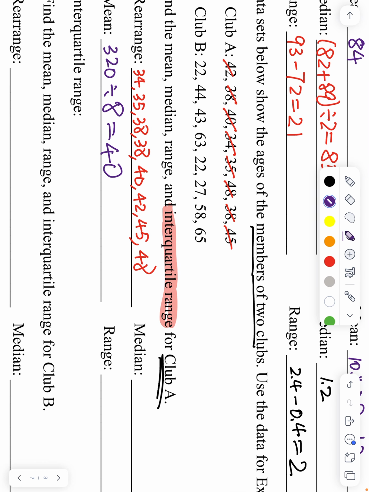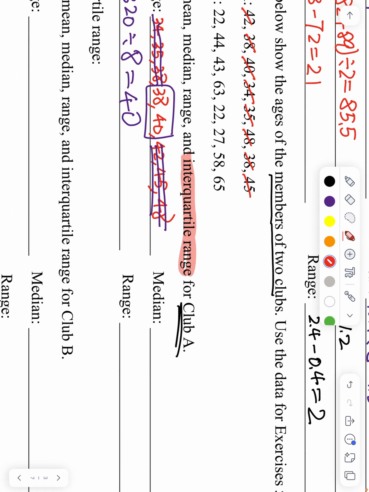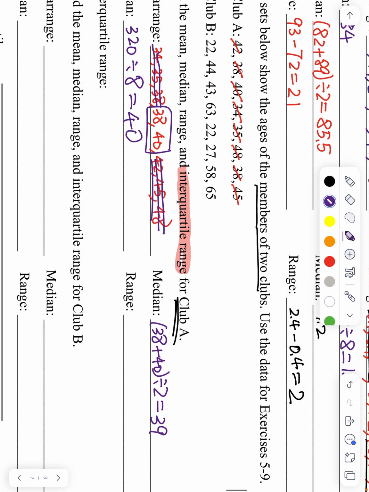Okay, median. 8 numbers. Let me cross out 3 from the left and another 3 from the right. We have 2 numbers in the middle, 38 and 40. We're going to add 38 and 40, and then divide by 2. By the way, what's the number between 38 and 40? 39, yeah. Range, the biggest one minus the smallest one, this is 14.